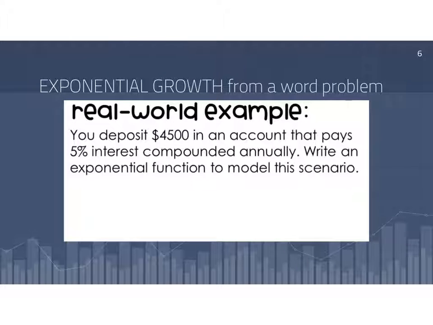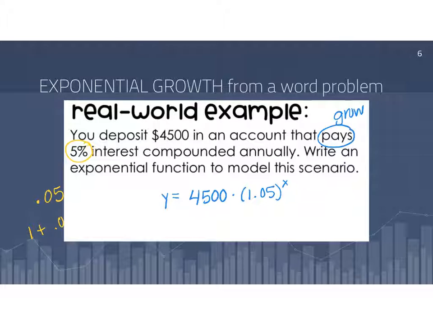Now in a real world example, I've got $4,500, so that's my initial value, in an account that pays 5% interest, so this is going to grow. So this is going to be times 1.05 to the x power. And the reason for that is that 5% as a decimal is 0.05, and I know that because it's growing, it has to be greater than 1. So it's going to be 1 plus 0.05. So my growth factor is 1.05.